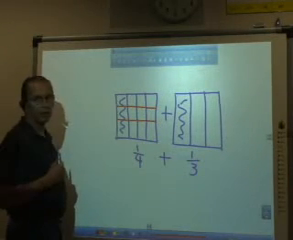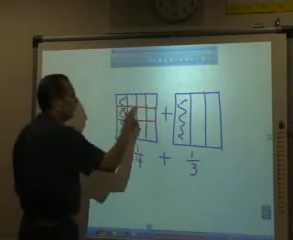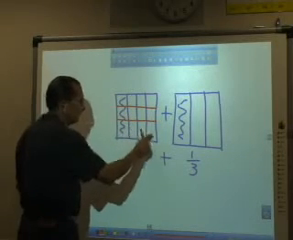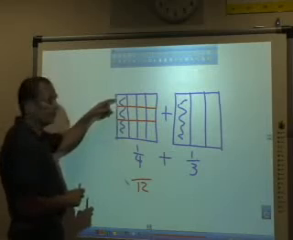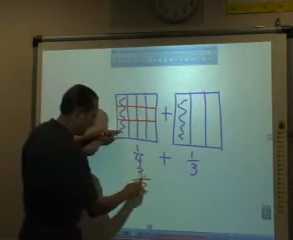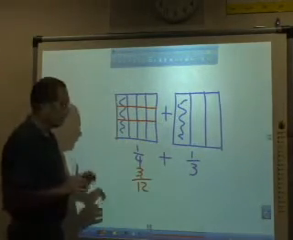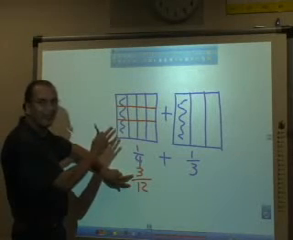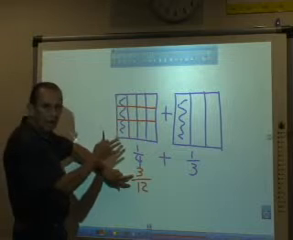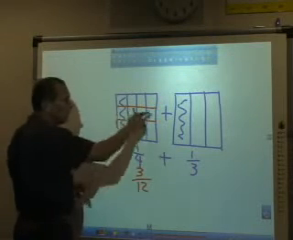Now how many parts do we have? 1, 2, 3, 4, 5, 6, 7, 8, 9, 10, 11, 12. How many parts are selected? 1, 2, 3. This is what I need you to understand. 1/4 and 3/12 are exactly the same amount or value. They haven't changed. All I did was cut them into more parts.